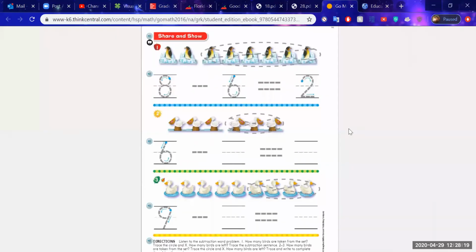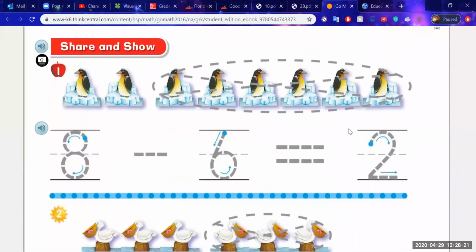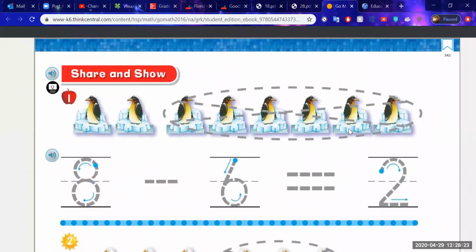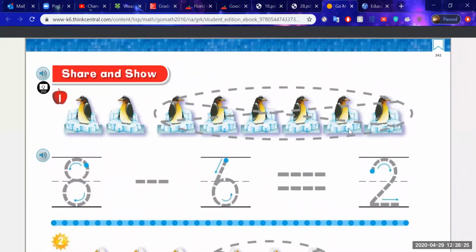Now we're gonna do some more problems. Look at the penguins on your screen. Count all the penguins. How many penguins do we have in all? We have 8 penguins. Now count how many penguins are crossed out, or how many we're taking away.